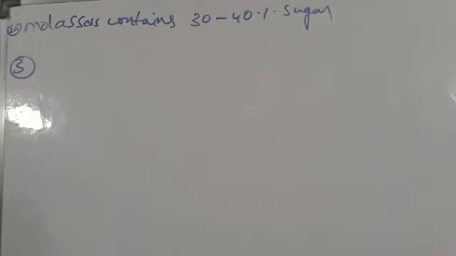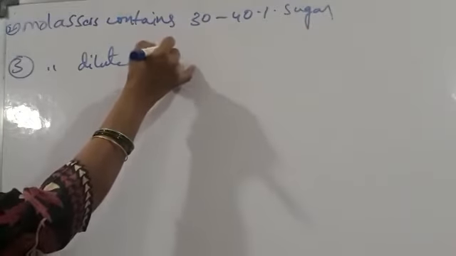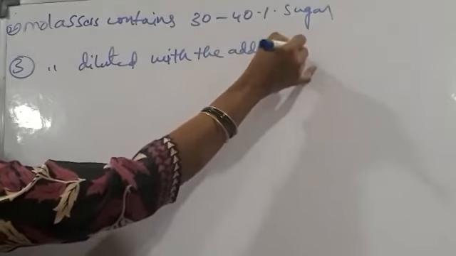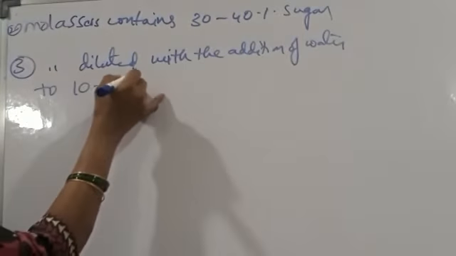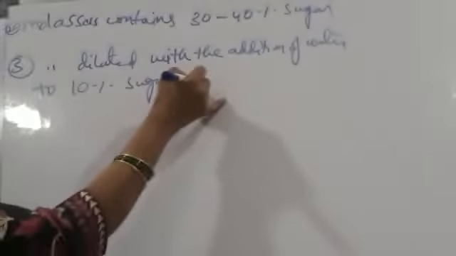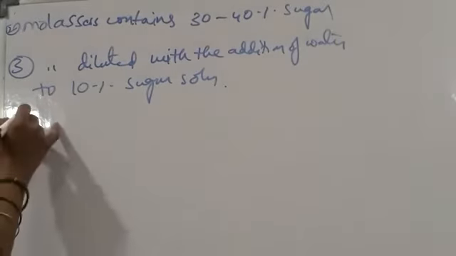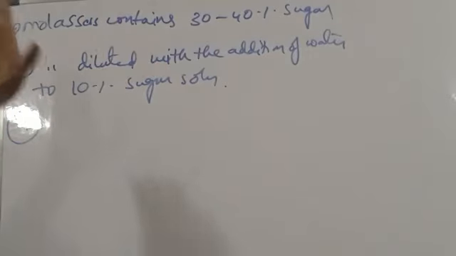So molasses is diluted with the addition of water to a 10% concentrated sugar solution. With the addition of water it gets diluted and now the concentration is 10%. After that we have to add a few drops of H2SO4 to the 10% diluted sugar solution.